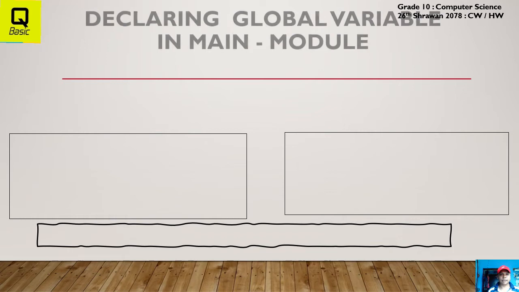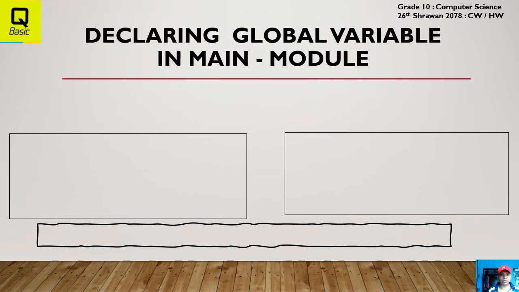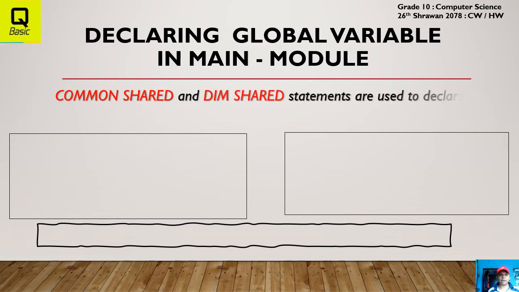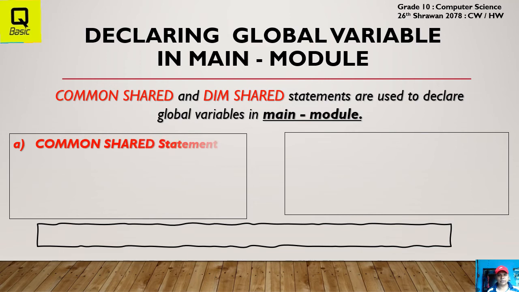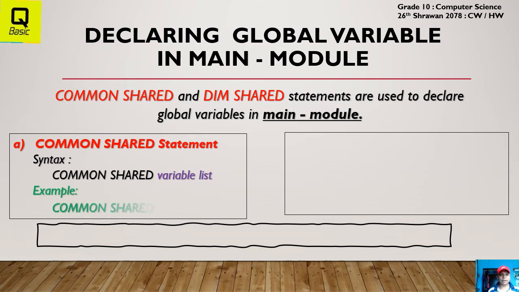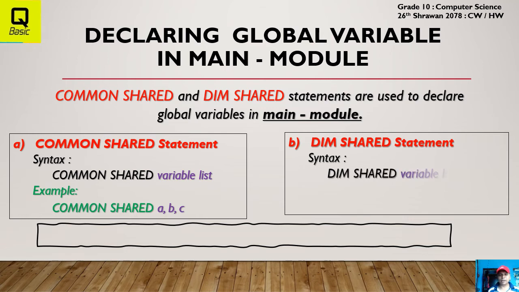So here our next is declaring global variable in one module. A few keywords are used for that. That is common shared and dim shared statements, which are used to declare global variables in the main module. Okay, common shared statement. The syntax is common shared and the variable list. Example here: common shared a comma b comma c. And another is the dim shared statement. Syntax is dim shared and the variable list, and the example is dim shared a comma b comma c.